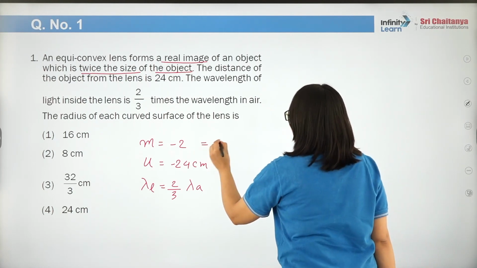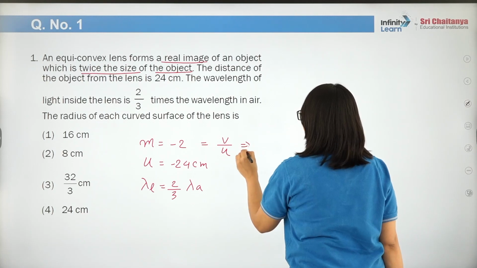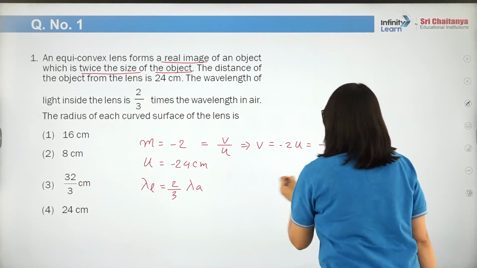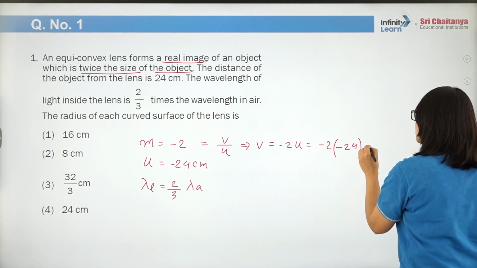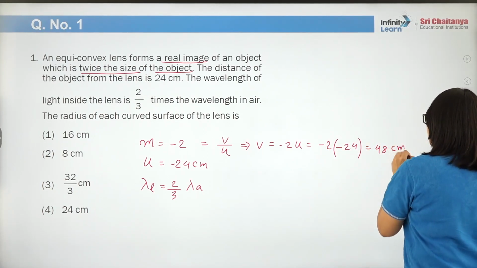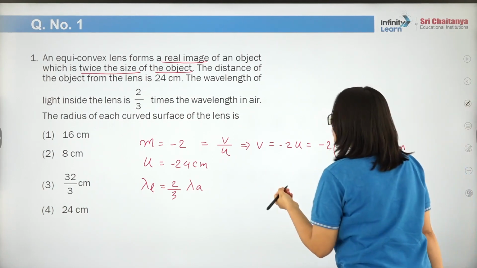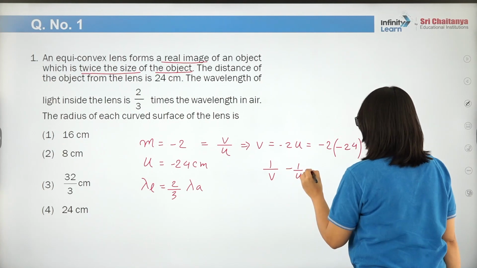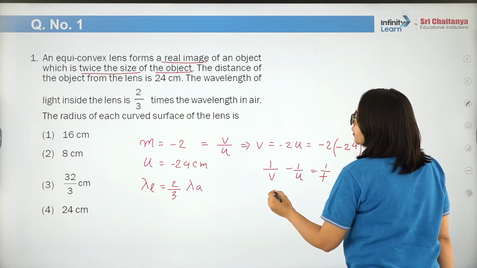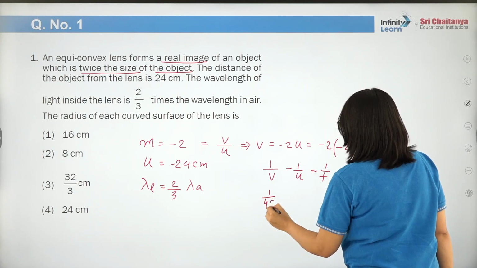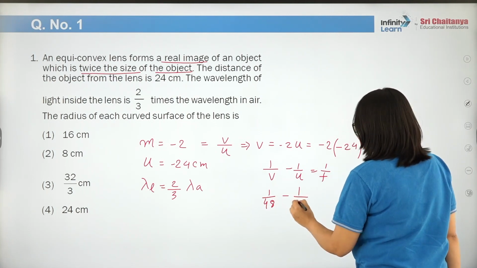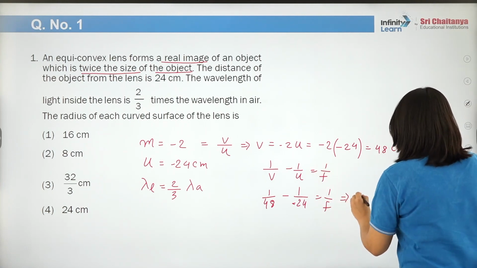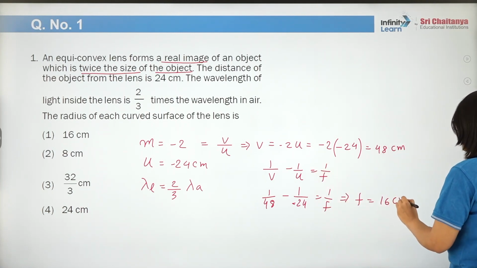So magnification for a lens is V upon U and V will be -2U. So it will be -2 times U, which is -24. So it will be 48 centimeter, right? So using lens formula, we can write 1 upon V minus 1 upon U is equal to 1 upon F. 1 upon V will be 1 upon 48 minus 1 upon U, which is -24, equal to 1 upon F. After solving this, you will get focal length as 16 centimeter.